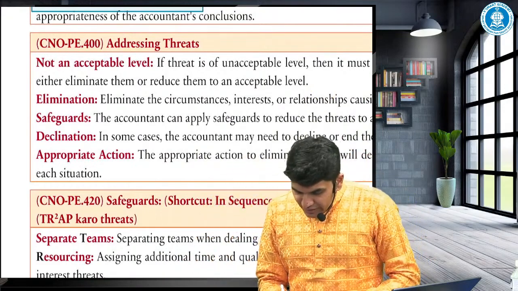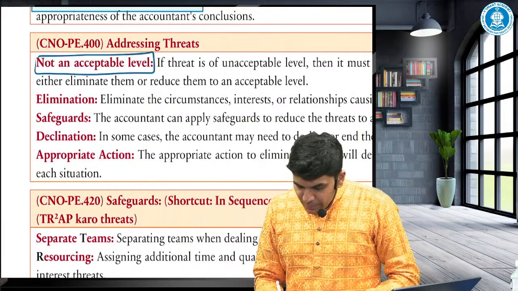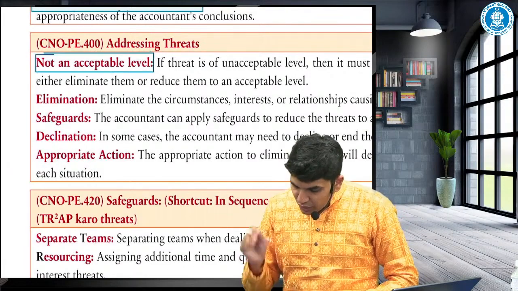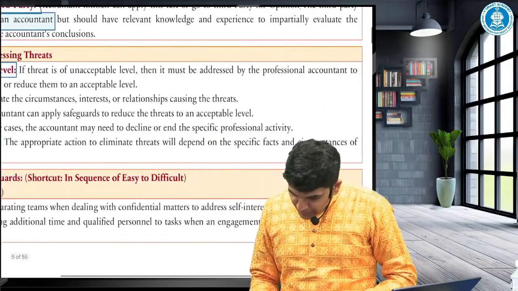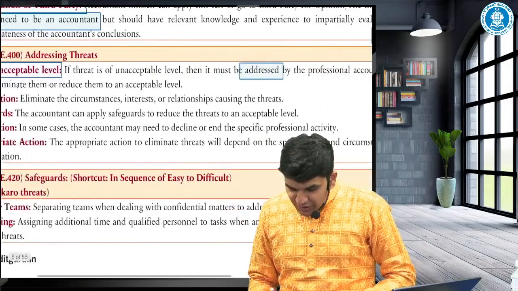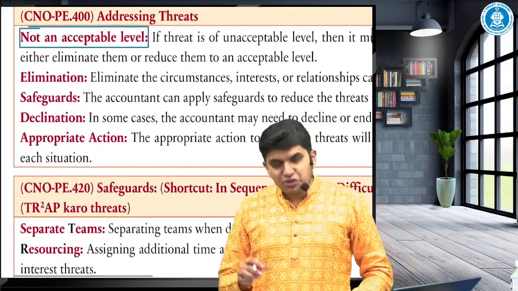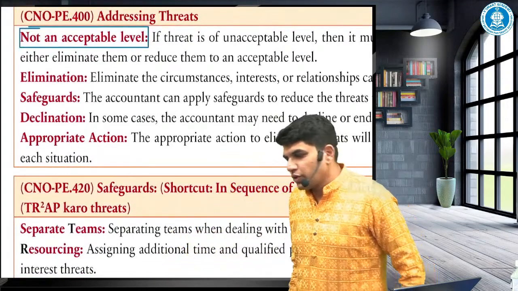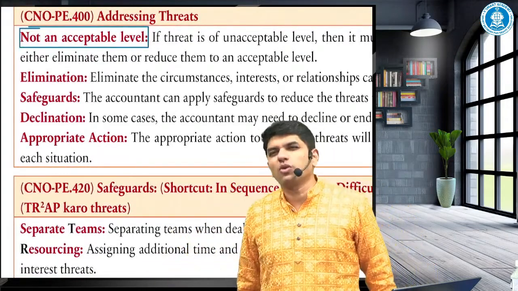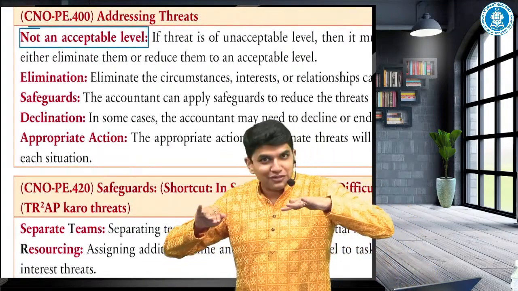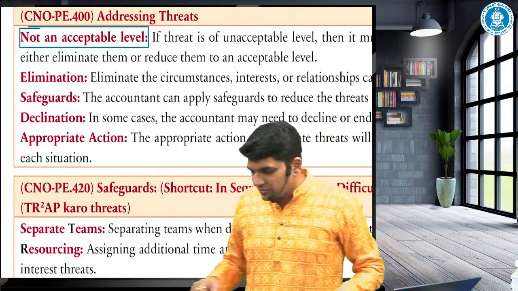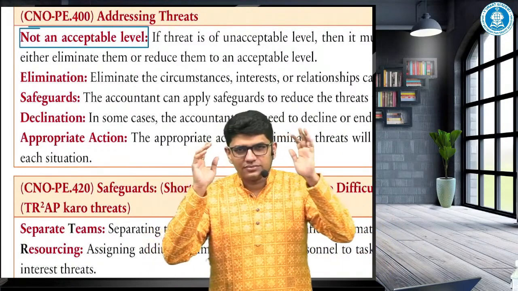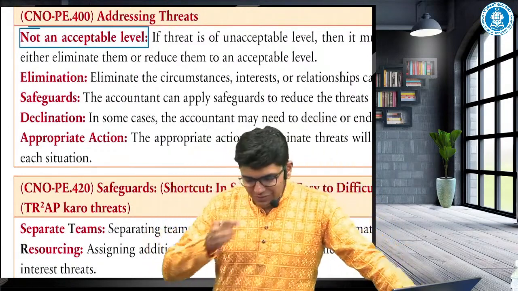If we find that threats are of such a level that principles will be compromised, then we say they are not of an acceptable level. Then it should be addressed. We should do something about it. Isn't it? First scenario, first solution. Solution number one, elimination. Don't think wrong. Elimination. Now, what is this elimination?